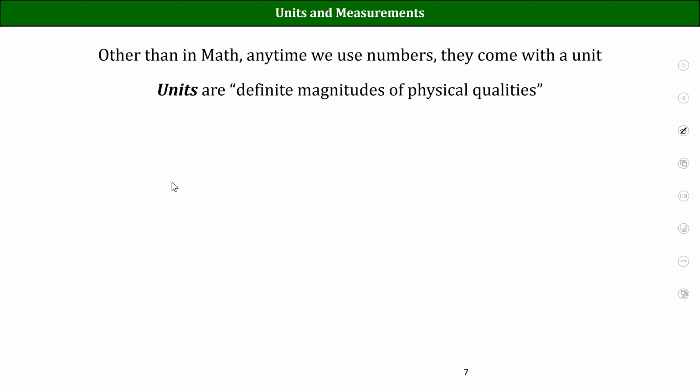Let's take our break here, come back at 11:20. And we'll start talking more about units and numbers.